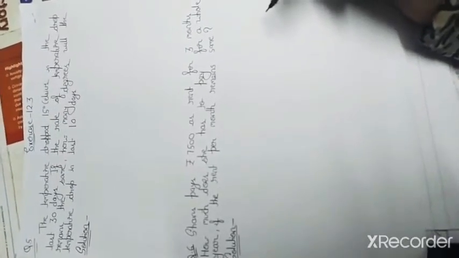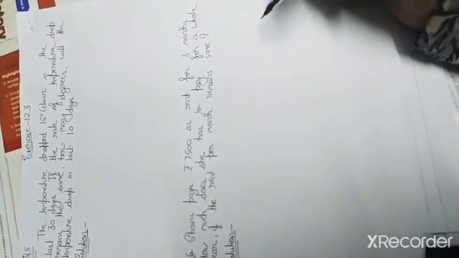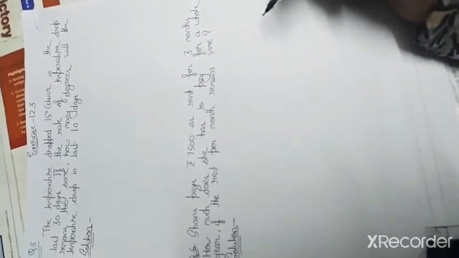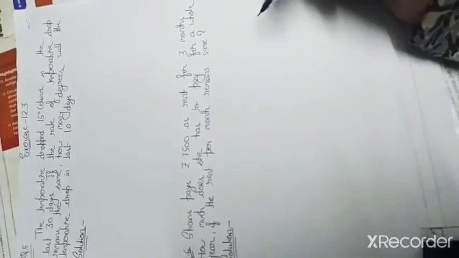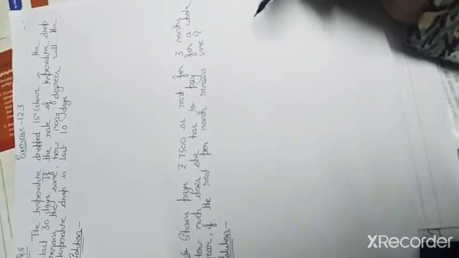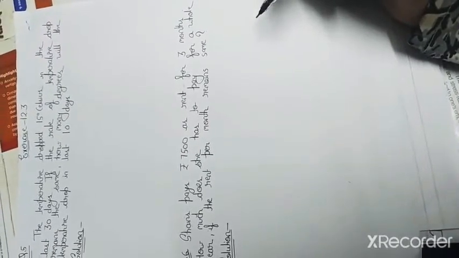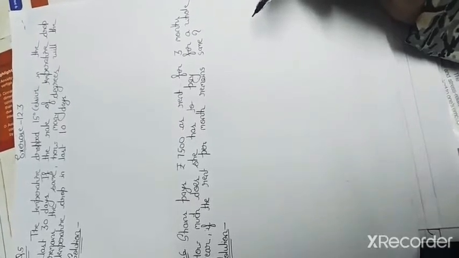Now, let's move to question number 5. The temperature dropped 15 degrees Celsius in the last 30 days. If the rate of temperature drop remains the same, how many degrees will the temperature drop in the last 10 days? So, what is the temperature drop in the last 30 days? It is given as 15 degrees Celsius.